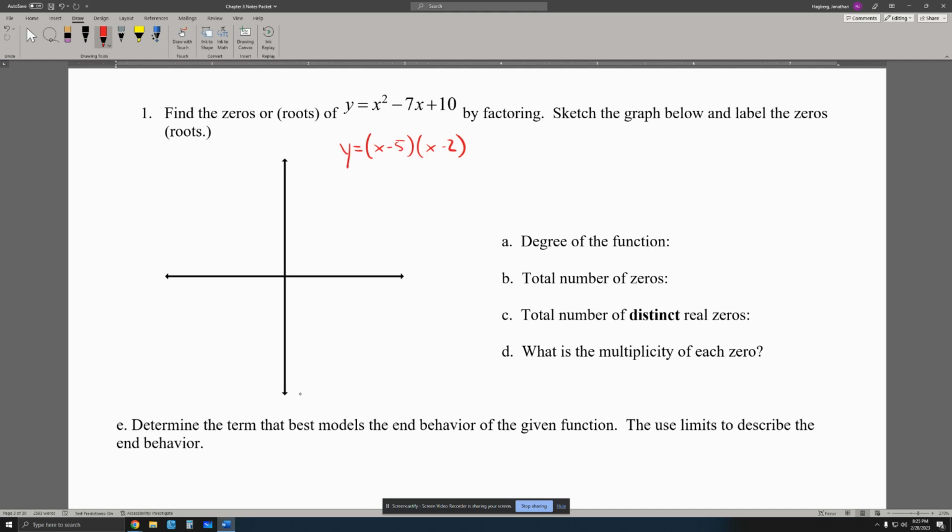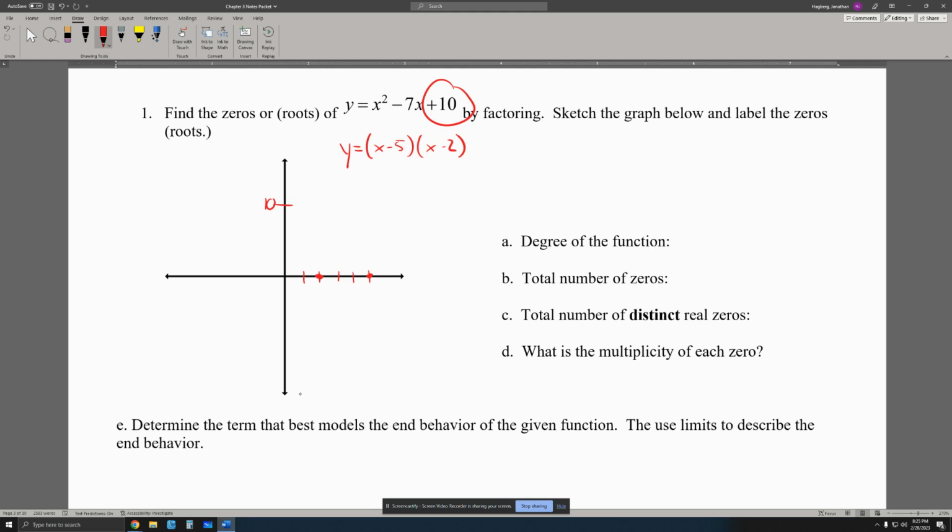Think about the zero product property. If we were to set y equal to 0, or in other words, find the x-intercepts, then each of these factors, x minus 5 and x minus 2, would yield solutions x equals 5 and x equals 2. So let's go ahead and plot those on our grid here. So we have x equals 5, x equals 2. I also noticed that the y-intercept, where x equals 0, is 10. So let's go ahead and label that as well.